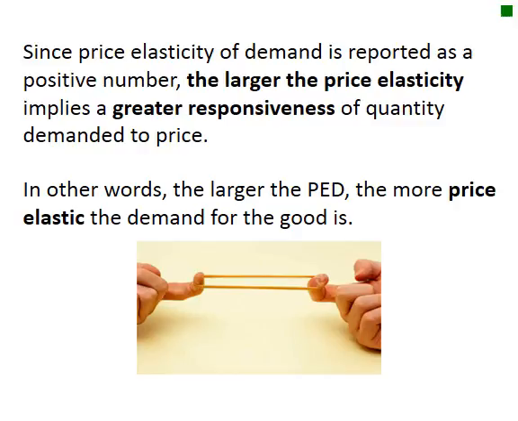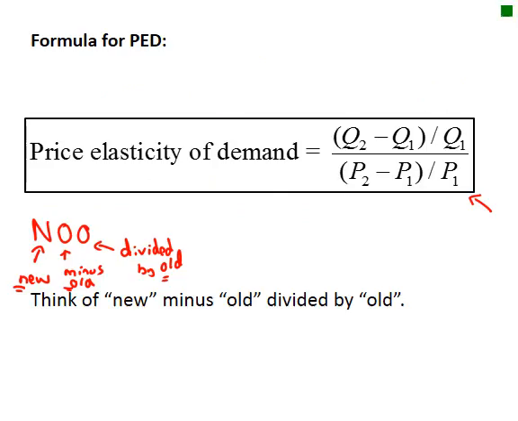Since price elasticity of demand is reported as a positive number, the larger the price elasticity implies a greater responsiveness of quantity demanded to price. In other words, the larger the PED, the more price elastic the demand for the good is. Now, we might not always be given the formula in a nice tidy number such as percentage change in quantity demanded and percentage change in price. So we may have to actually refer to the new price, the old price, the new quantity, the old quantity.